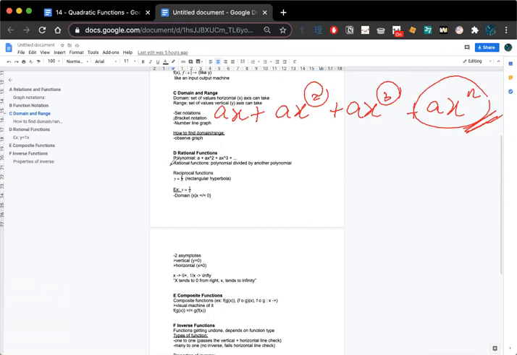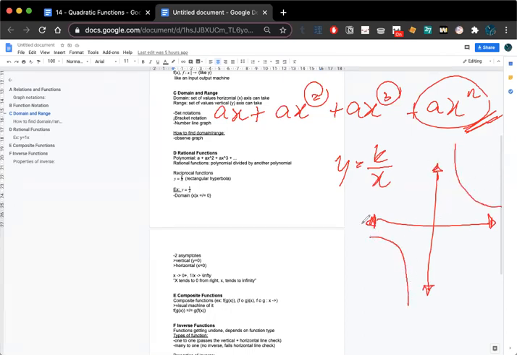And we also have this term called rational functions, where the function is a polynomial function which is divided by another polynomial. One of them is reciprocal functions. Reciprocal functions are written in the form of y equals k over x. How it looks in a graph usually would be something like this. This shape is what you call a rectangular hyperbola. I don't know why it's named like that, but yes, that's its name.